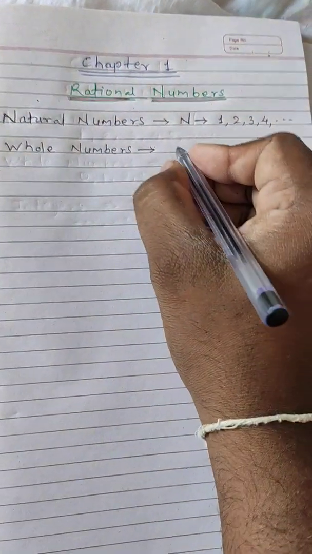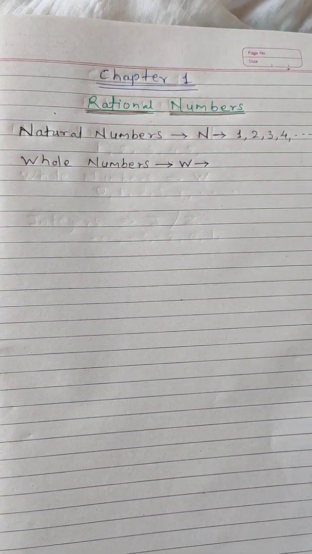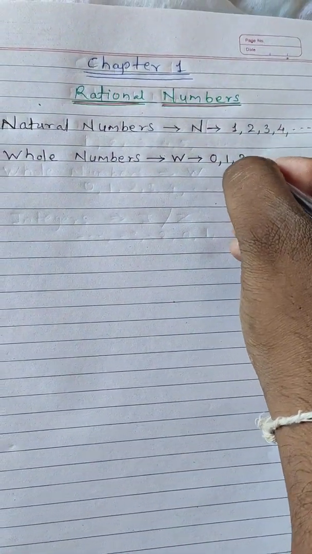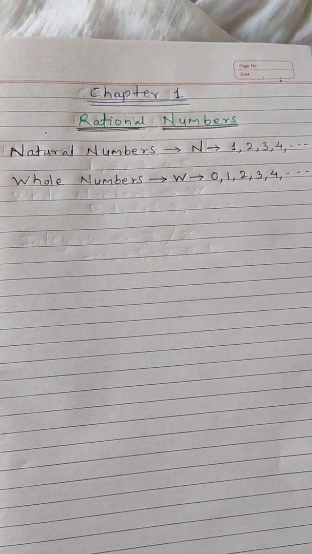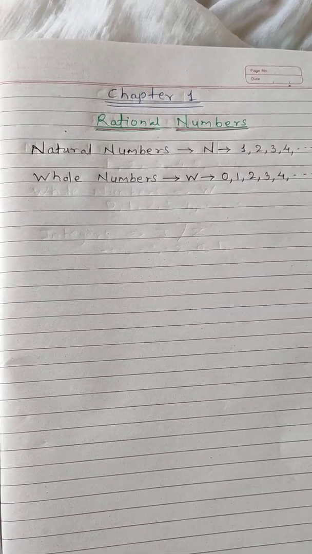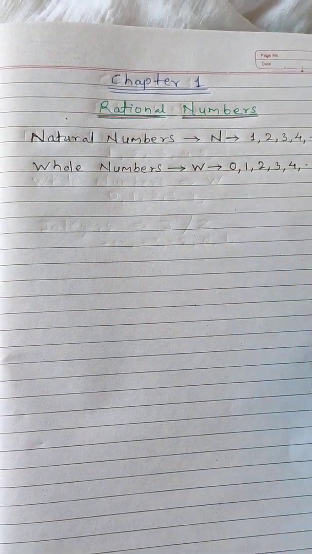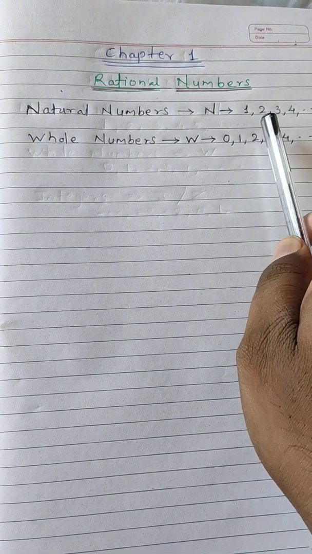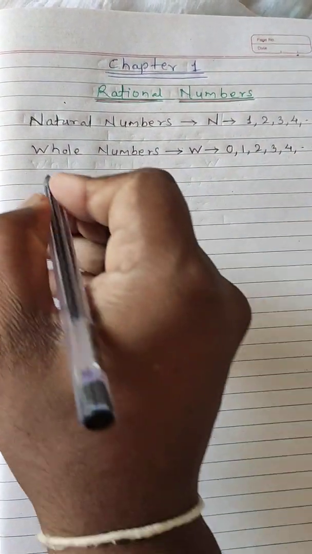Then the second type of number is whole numbers. The symbol for the whole number is what? Capital W, right? And basically these numbers start from 0, 1, 2, 3, 4 up to infinity. Got it? So between natural numbers and whole numbers, what is the major difference? 0. It means in whole numbers 0 is there, and in natural numbers 0 is not there. That is the only difference, right?